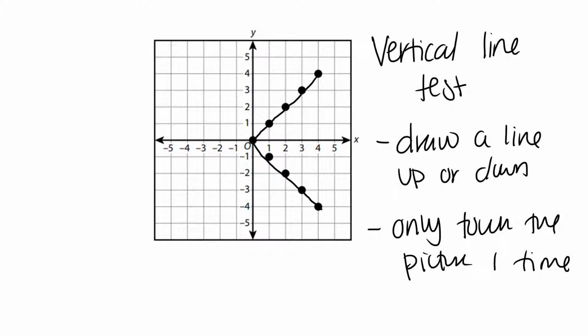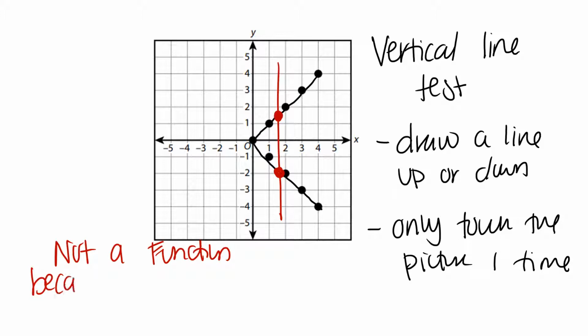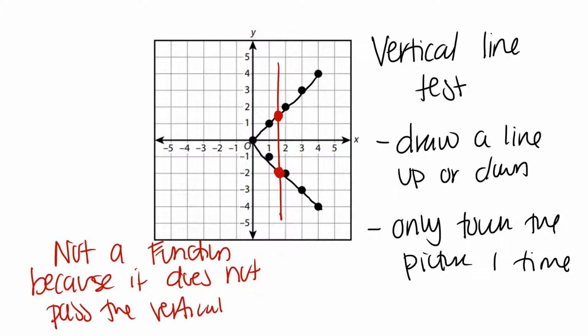Remember, the x values can only be used one time, so our line can only touch the graph one time. It doesn't matter where you draw your straight line. You can draw your straight line anywhere on the picture. And if you look, the line touches here at the top and down here at the bottom. It touches 2 times, so it is not a function. And you can say because it does not pass the vertical line test.